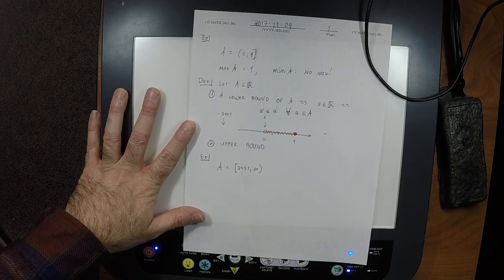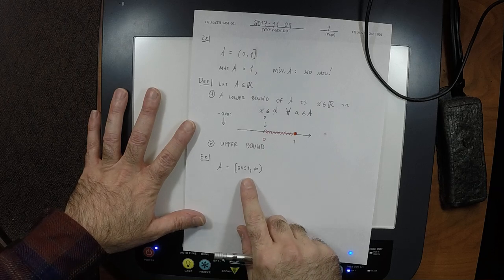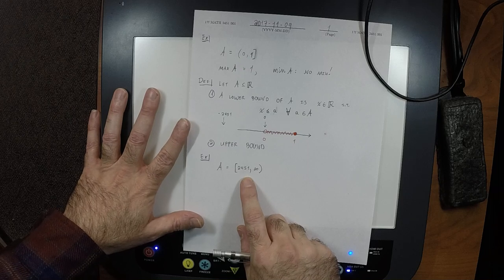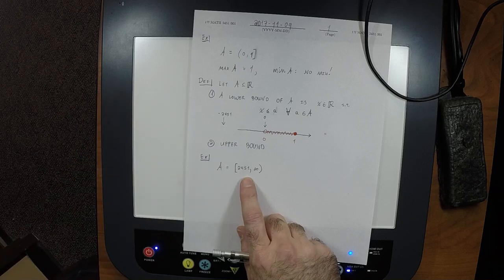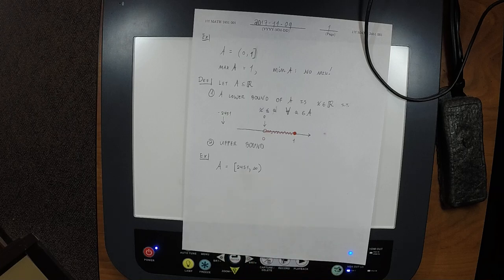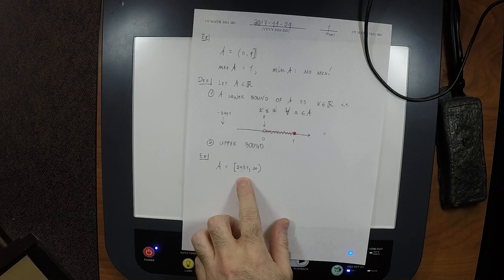Furthermore, could you tell me a particular upper bound for this set? No. There are none. Right, there are no reals. There are no upper bounds for this set. There's a multitude of lower bounds, but there's no upper bound. Okay, so what I want you to see is that these two notions, there is no max for this set, and also there is no upper bound for this set, are in agreement.